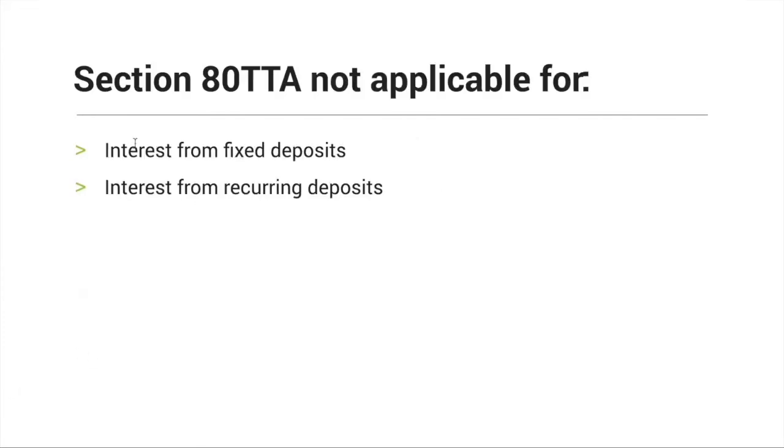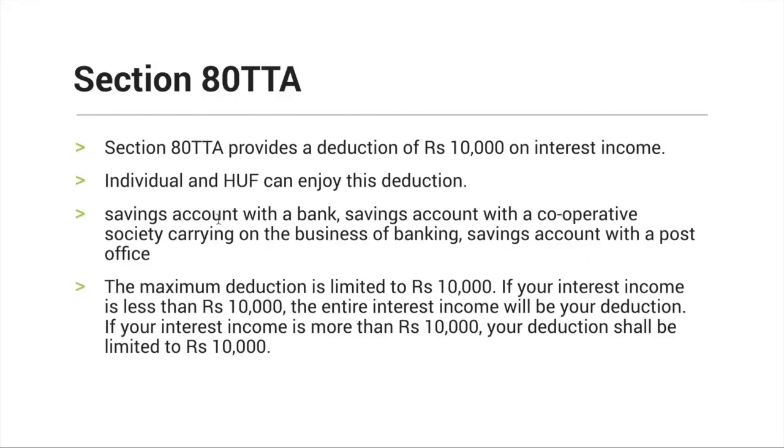Section 80 TTA is not applicable in the following cases. If you are gaining any interest from fixed deposits or recurring deposits, section 80 TTA is not applicable to those categories. The income that you gain from a fixed deposit is completely taxable. You need to pay tax on the full interest that you make from the fixed deposit and also from the recurring deposit. Section 80 TTA is applicable only for savings bank account interest, post office savings account interest, or savings account interest with a cooperative society.